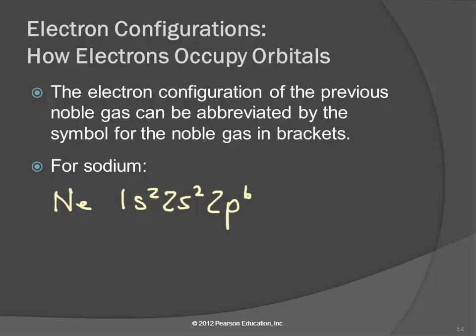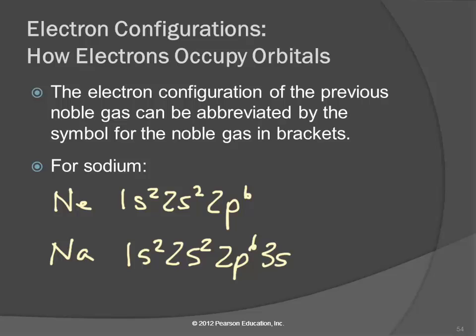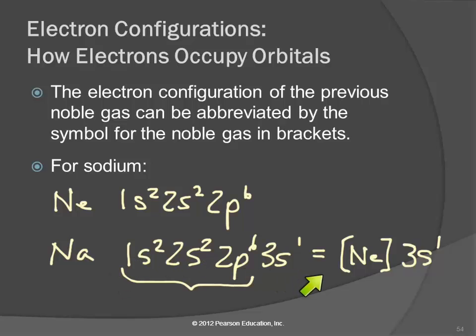So if sodium has one more electron, then it would have 1s2, 2s2, 2p6, 3s1. So this is the same as neon. And so to abbreviate that, we can just write the symbol for neon in brackets and then write anything that comes after that. So both of these are valid electron configurations for sodium.